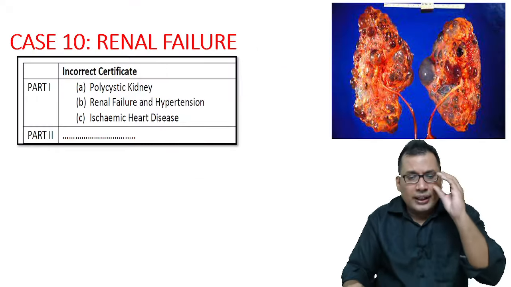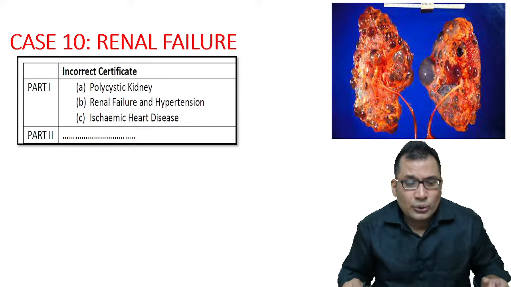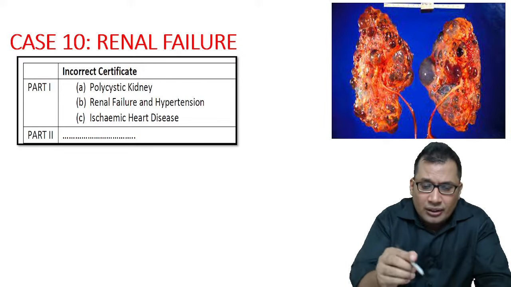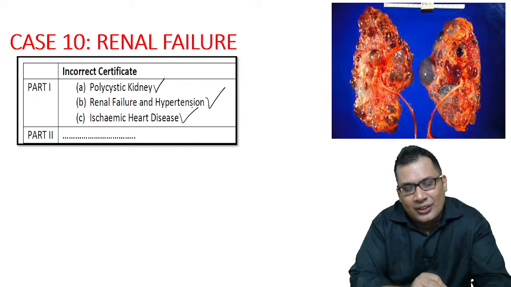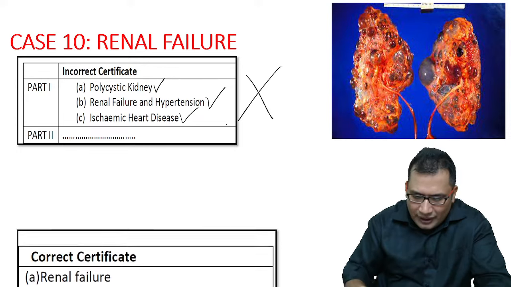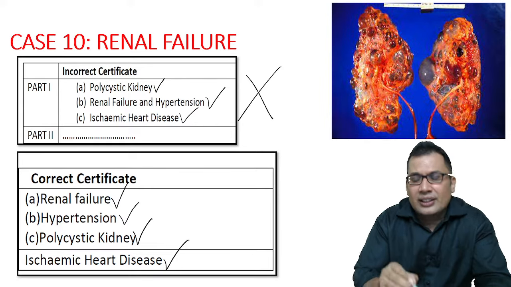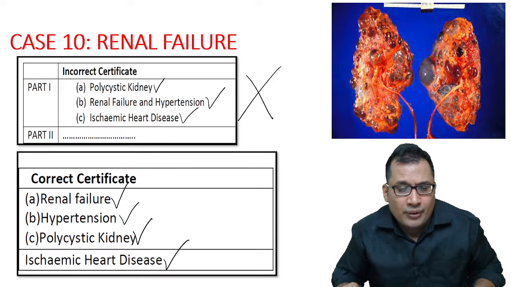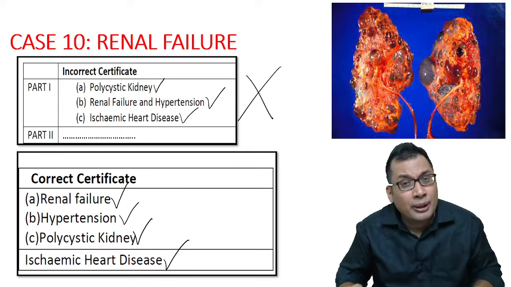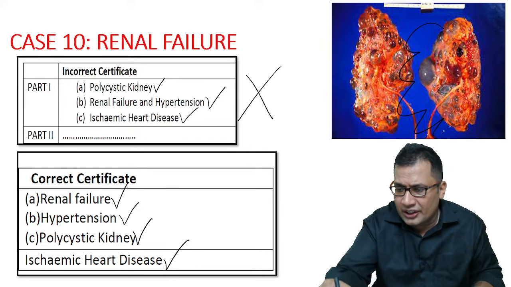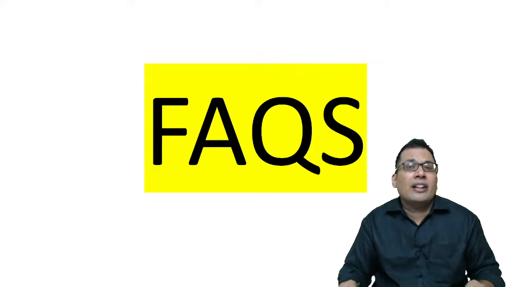Then one more example, renal failure as a result of polycystic kidney disease. Here, the incorrect certificate mentioned is polycystic kidney disease caused by renal failure, caused by ischemic heart disease. This is wrong. The correct certificate is renal failure caused by hypertension, hypertension caused by polycystic kidney disease; ischemic heart disease is an associated condition. So all these are 10 important examples for your better understanding. And the picture showing here is polycystic kidney disease, which is associated with chromosome number 16. Then what are the frequently asked questions?